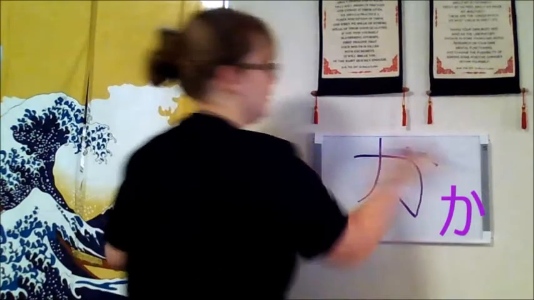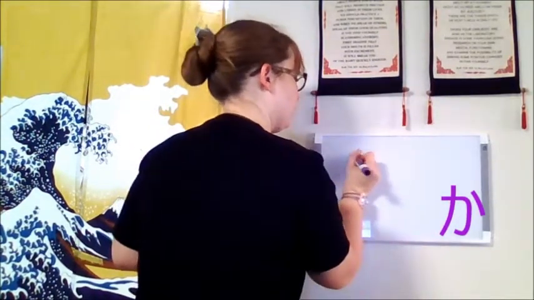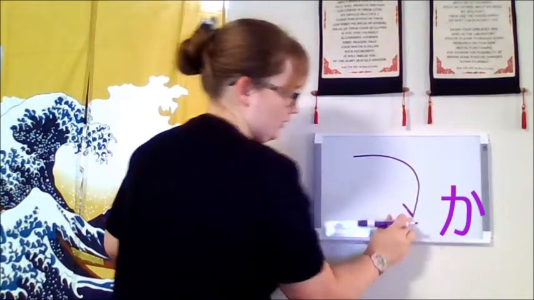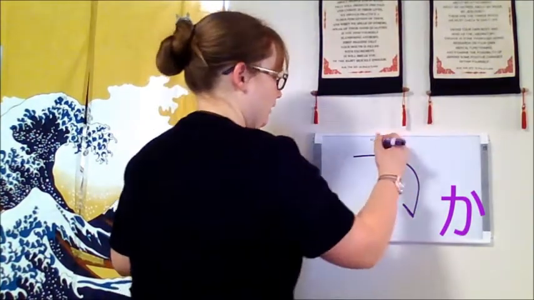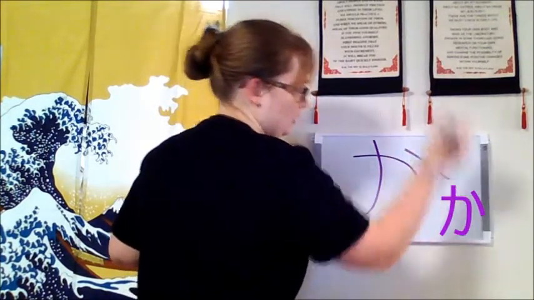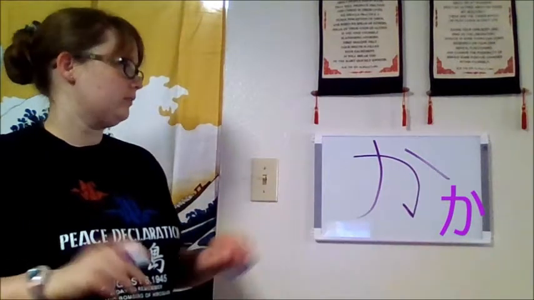Alright, one more time. Moichido. Come across and give it a little bit of a curve. The ear at the end, this nice little tag. And then come down in a J shape. Ear on the end. Ka.